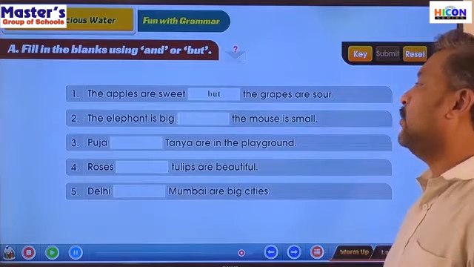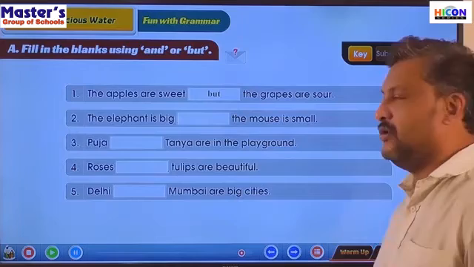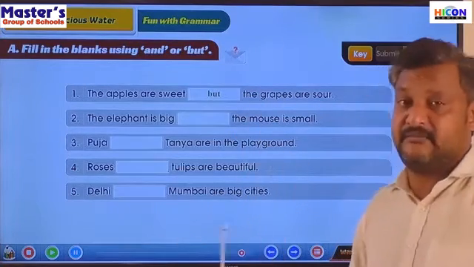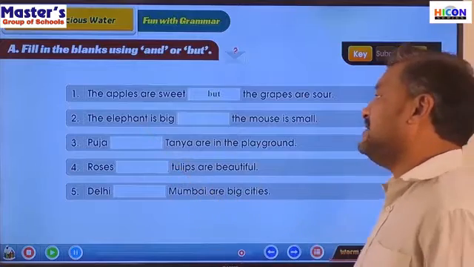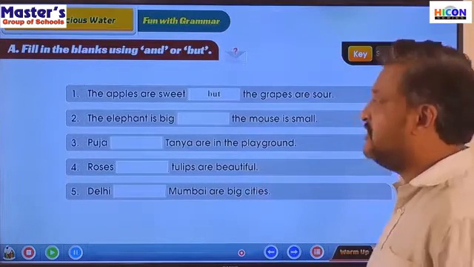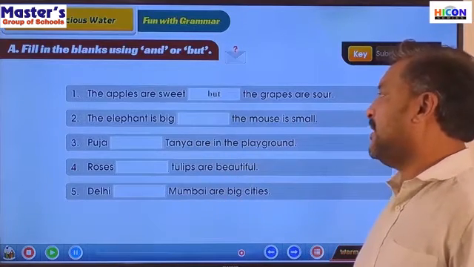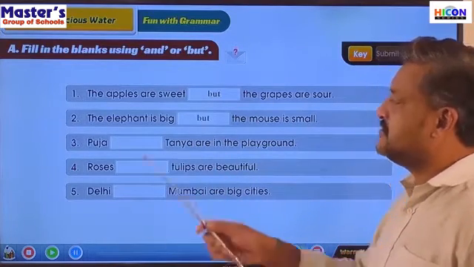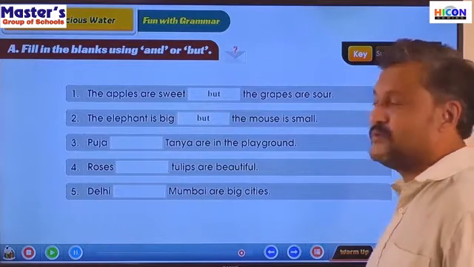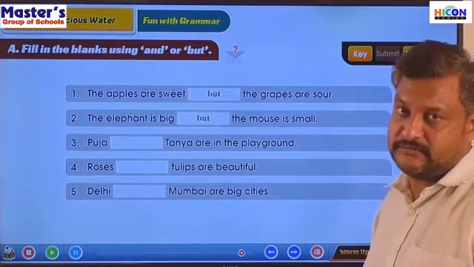Right? Second one. Elephant is big, the mouse is small. Again, opposite, isn't it? Yeah, the opposite sizes are mentioned here. So, as they are dealing with opposite concepts again, what should we use? We use a but again. Right? So, the sentence is, the elephant is big, but the mouse is small.